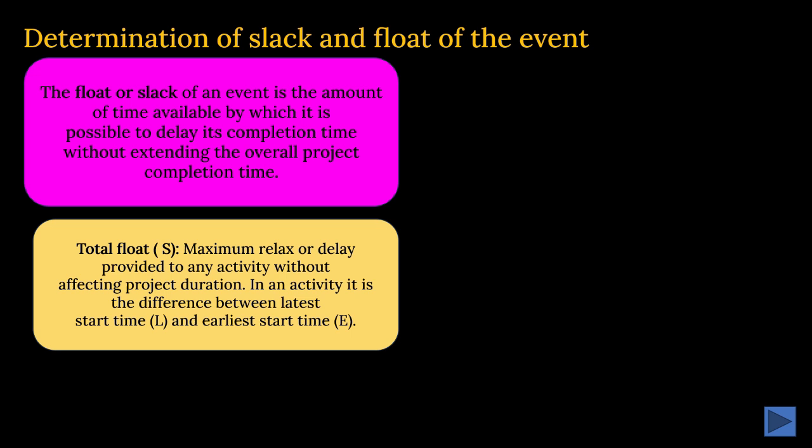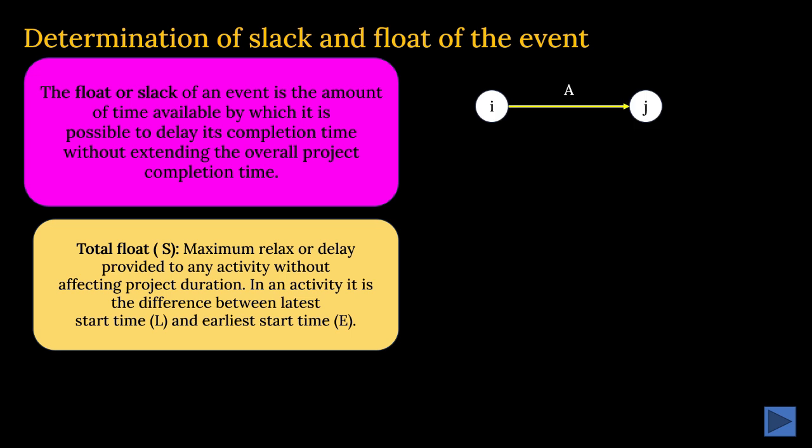Latest start time, the maximum late by which we can start, and earliest start time, when we can start. So one is the latest start time, how late we can start, and the other is the earliest when we can start. So the difference between these two is known as the total float, L minus E. Clear? Now let us take up the example.